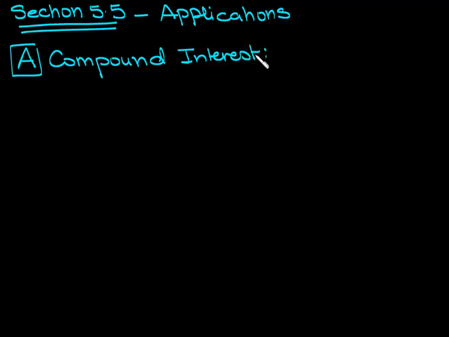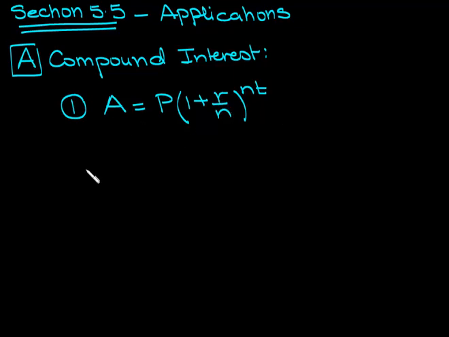So here we're going to use this formula. There are two formulas here for compound interest, depending upon how the interest is calculated. The first formula is A equals P times (1 plus R over N) to the NT. So what are all these quantities?